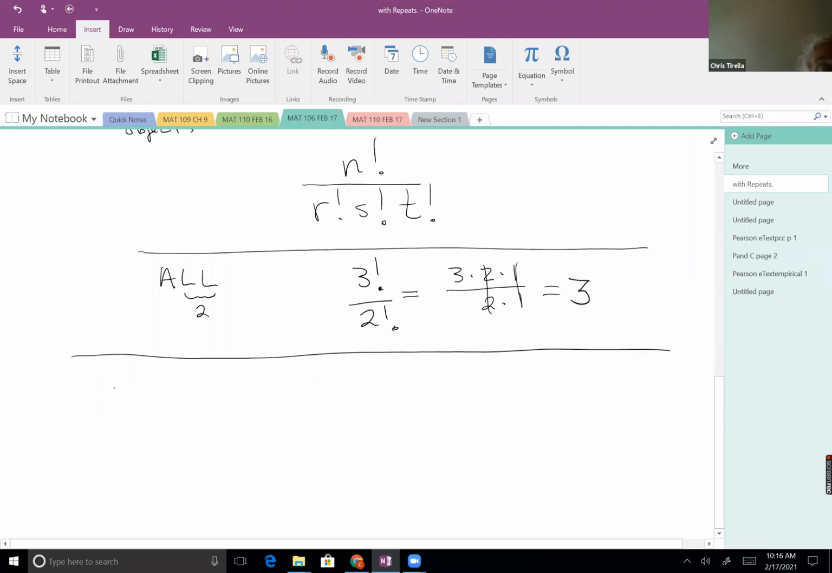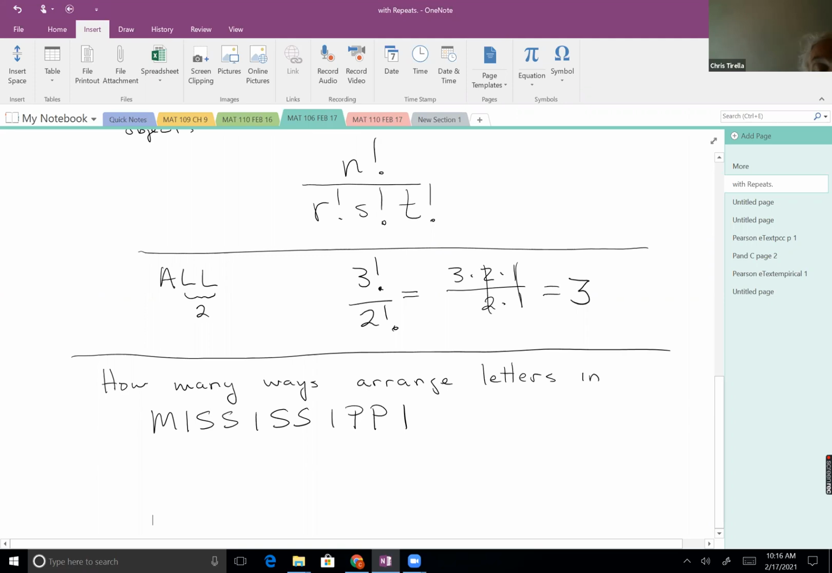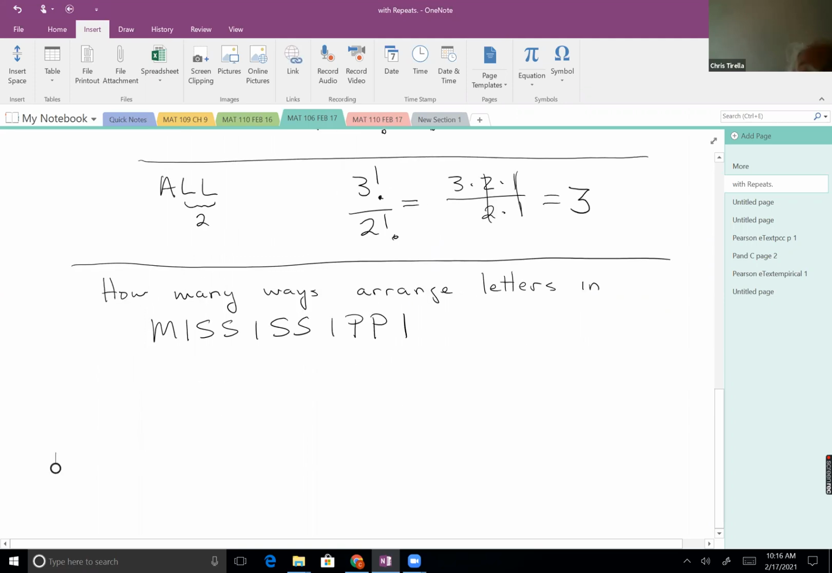Let's see how many different ways can we arrange the letters in, you ready? Mississippi. Well, what's the total number of letters in the word Mississippi? 1, 2, 3, 4, 5, 6, 7, 8, 9, 10, 11. But do some letters repeat? Yeah. What repeats? The I and the S and the P.